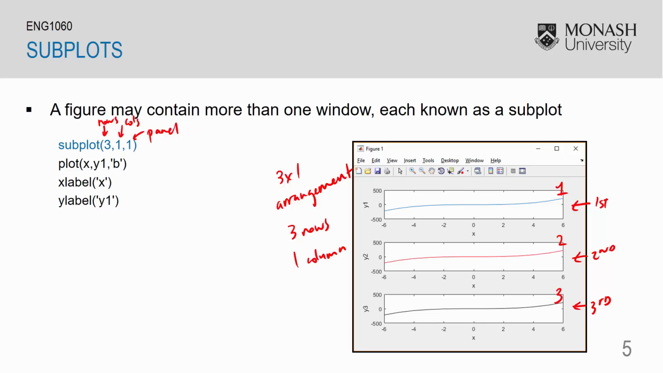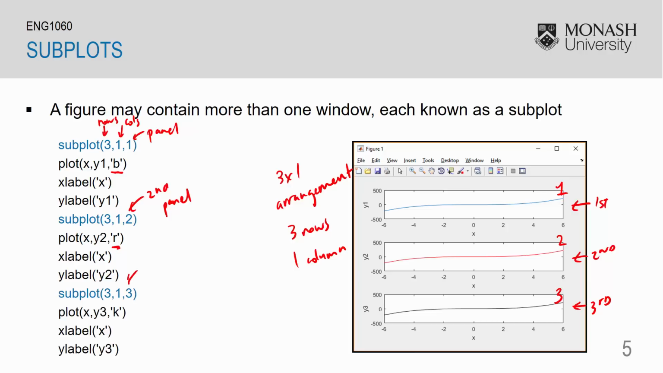The panel number tells MATLAB which panel to plot in. So since we have a 1 there, the plot of x versus y1 as a blue line will be plotted in the first window. Again, we need to label X and Y1. For the second panel, we're plotting X versus Y2 as a red line. And thirdly, for the third panel, we're plotting X versus Y3 as a black line. And you can see the results of all of that in the figure on the right.